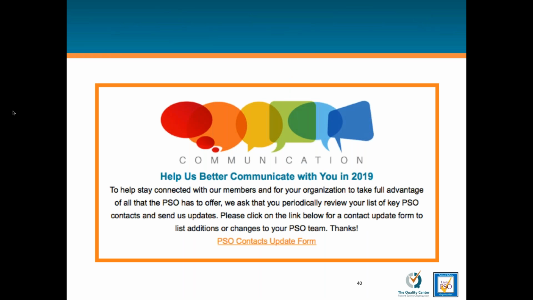Also, we communicated in the January-February newsletter that we want to make sure that we have current contact information for all of our PSO members. So one of our goals is to make sure that we're better disseminating information, not just to the primary contacts, but others within the organization. And obviously acknowledging that sometimes there is turnover and change, we want to make sure that we have current points of contact so we can get information and also target different types of information to the appropriate people.